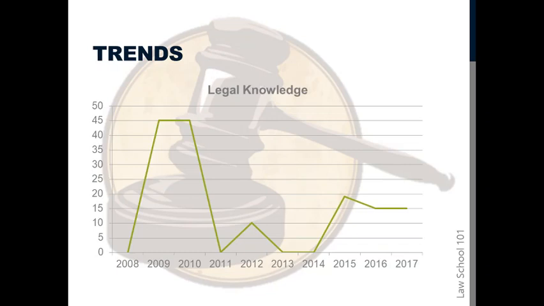So from 2008, you can say that 2008 did not have legal general knowledge at all. However, in 2009 and 10, the entire legal aptitude section was made of legal knowledge. And in 2011, 13 and 14, there were no legal knowledge questions. However, if you see 2015, 16, 17, the last three editions of CLAT, you've had at least around 15 to 20 questions of legal knowledge. So definitely it is an important section.